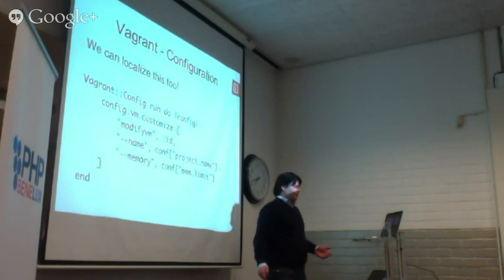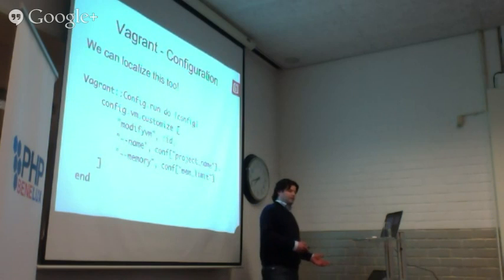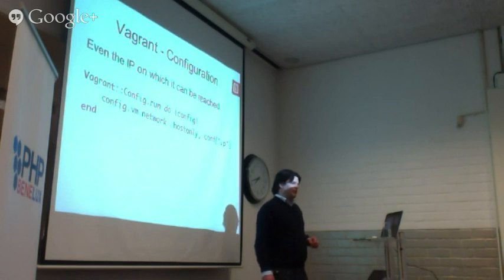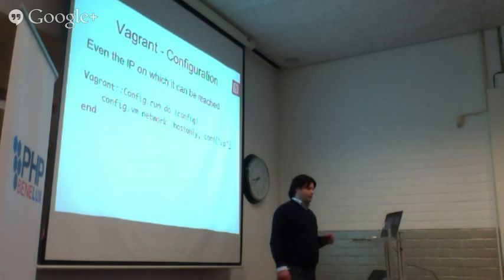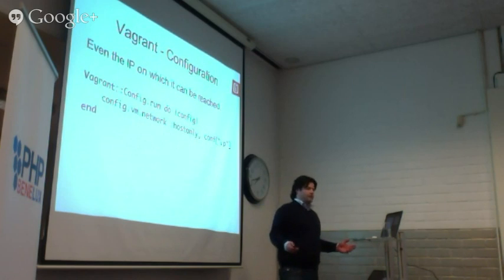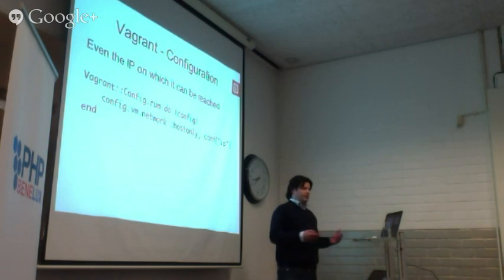This also allows you to localize, for instance, the name, because someone might want to give it a different name, or has a not so good laptop and has to use less memory, or a better laptop and use more memory. You can even define the IP on which your VirtualBox will be accessible. It helps with that, for instance, you can have multiple virtual boxes next to each other, multiple development images, and they can communicate to each other because they have different IPs.